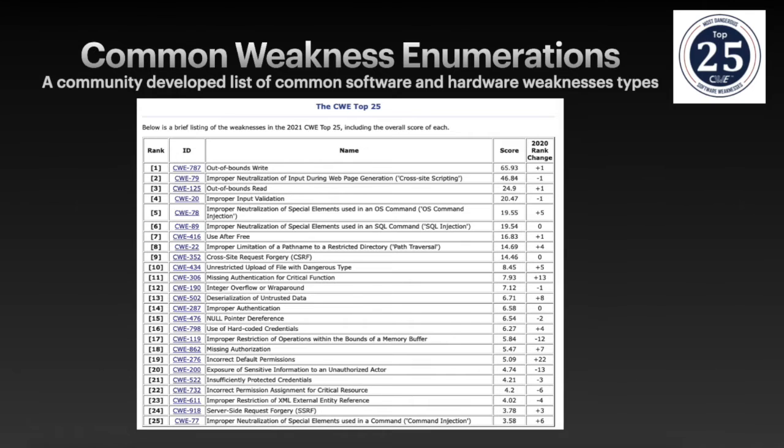It is also important to note the change in rank on the right side to highlight the movement of CWEs from last year, as some of these have moved a significant amount, such as missing authentication for a critical function, by 13 places to number 11. Some of the current top CWEs here relate to cross-site scripting, input validation, command injection, SQL injection, insecure design, cryptographic issues, and authentication failures. However, the top result, out-of-bounds write and out-of-bounds read, relates only to certain languages such as C++.